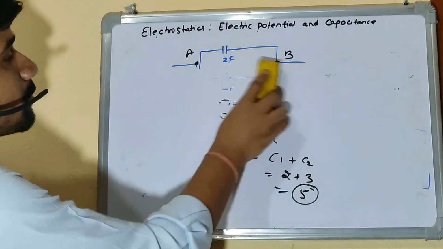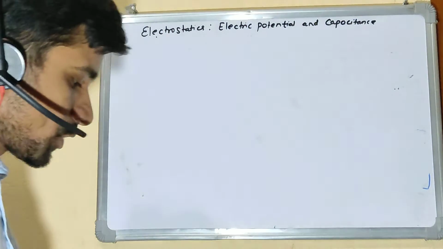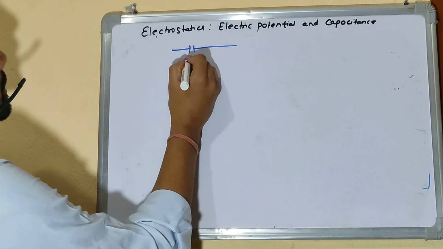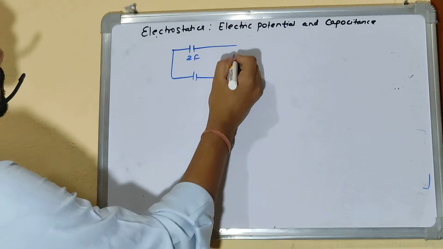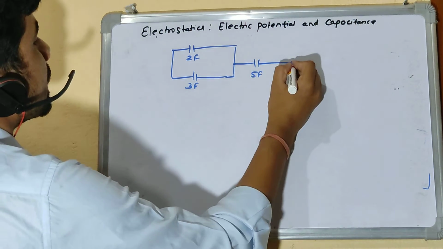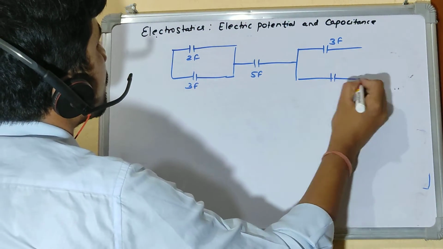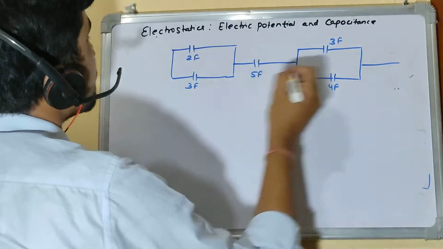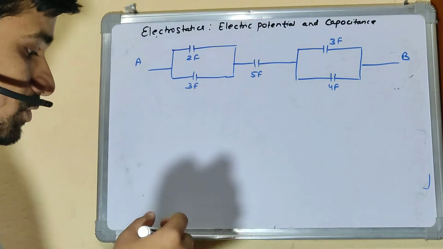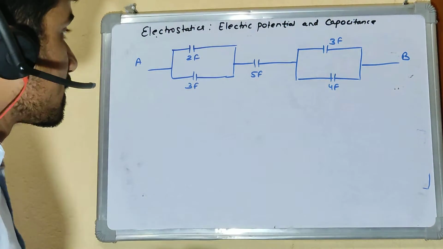Okay, let's solve one more problem, taking both series and parallel combinations. Let's say the system looks like this: this is 2 farad, this is 3 farad, and then this is again 5 farad, and then 3 farad, 4 farad, something like this. So this is a system between A and B, with series and parallel both. Now I need to find the equivalent capacitance, right?